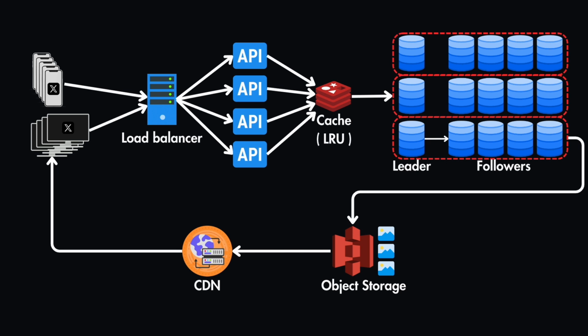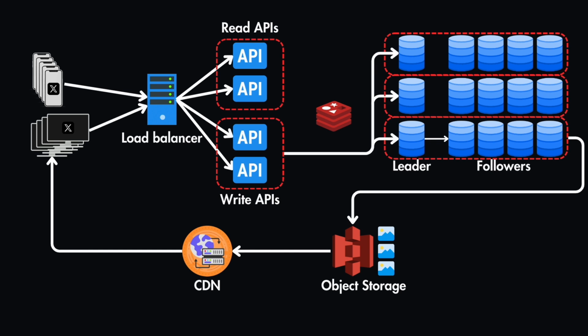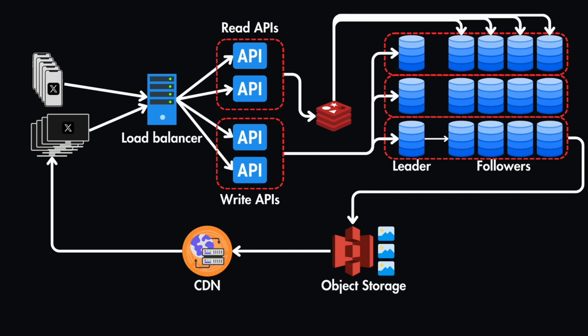And to further optimize performance, we can separate read and write operations, meaning we can have read APIs and also write APIs, and these will be separate APIs, each responsible for its own thing. So the write APIs will only be responsible for writing to the leader database, and the read APIs will be responsible for reading from the cache or from the follower databases.